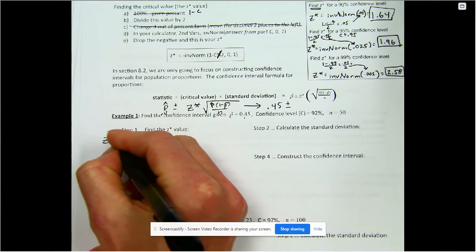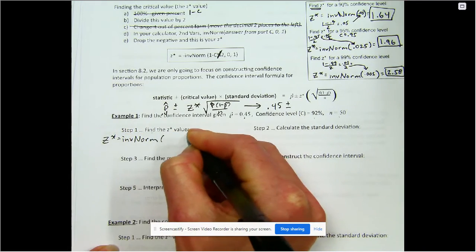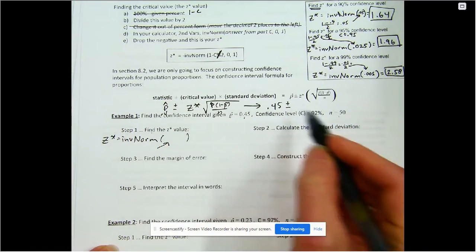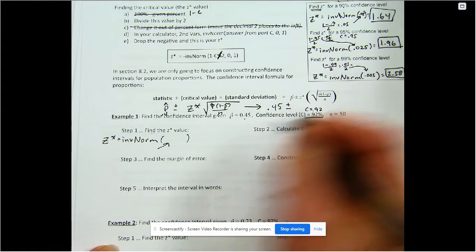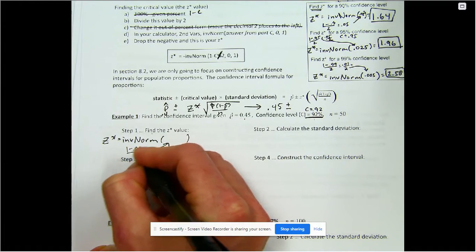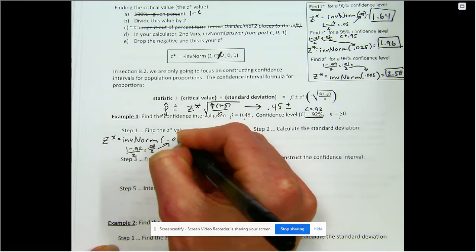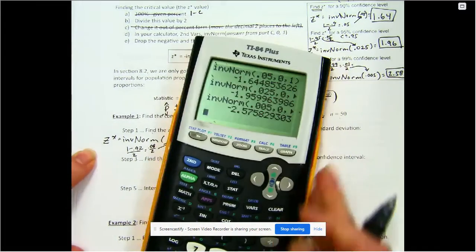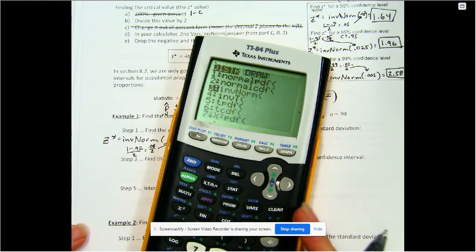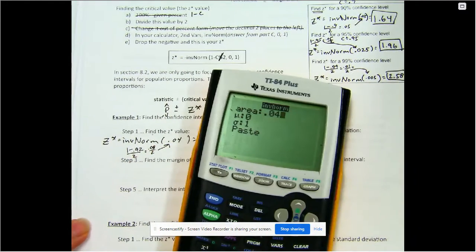Okay, we know how to do this. Z star equals inverse norm, and we have to find the area to the left. My confidence level is 92%, or C equals 0.92. So we're going to go 1 minus 0.92, divided by 2, which is 0.08 divided by 2, which is 0.04. So that's what I'm going to type into my calculator to get my Z star. Second distribution, inverse norm, 0.04. Sorry about that.